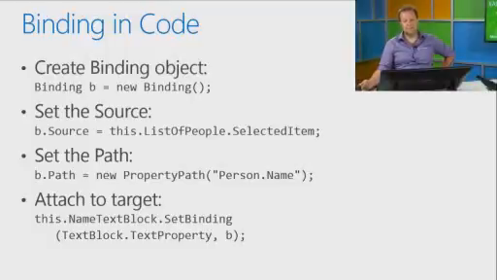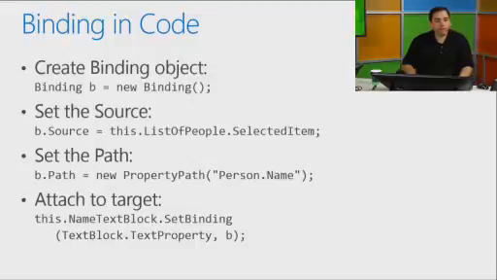Yep. And then we attach the target to the binding, and we use this syntax. If you're looking at that, that's just an attached property, right? You're saying TextBlock.SetBinding, and then passing the property and giving the instance. It's very similar. It's the same concept.